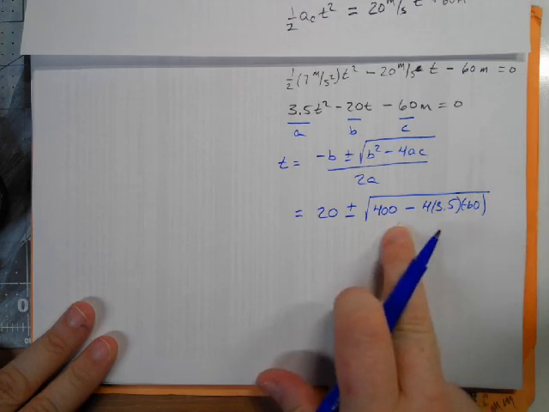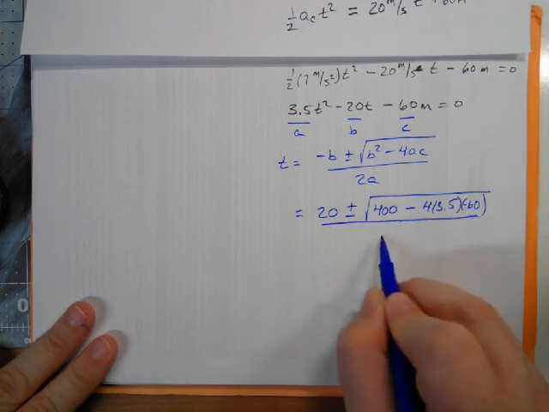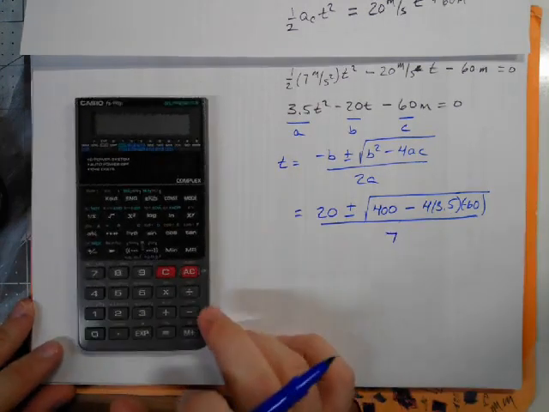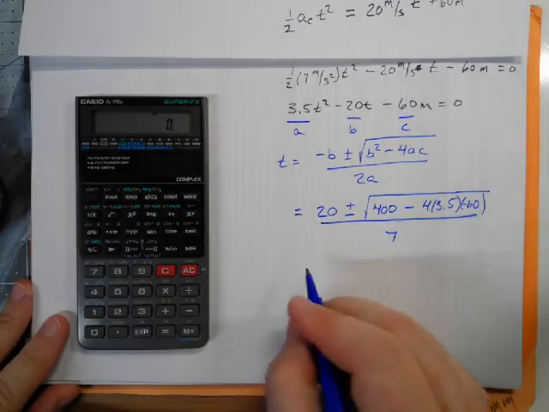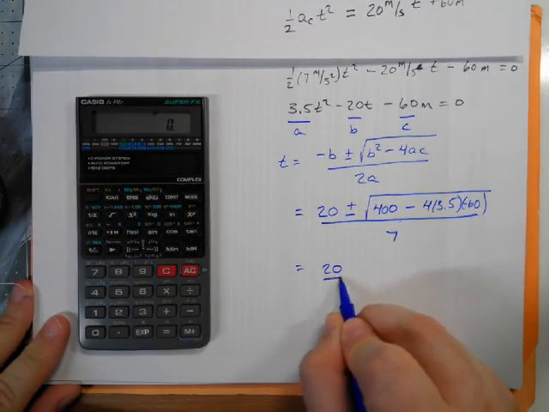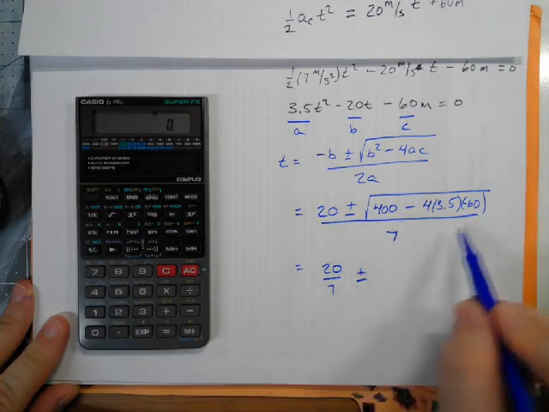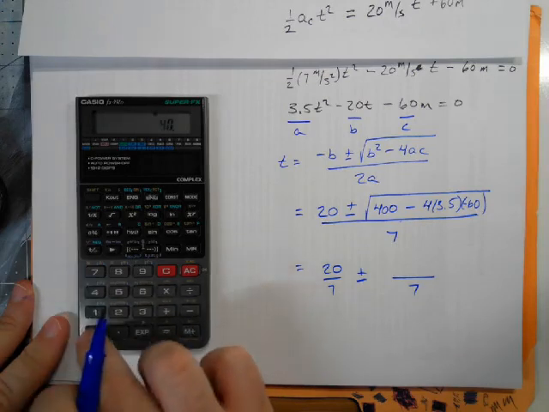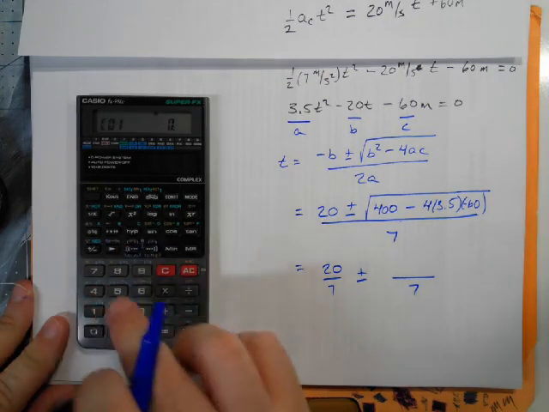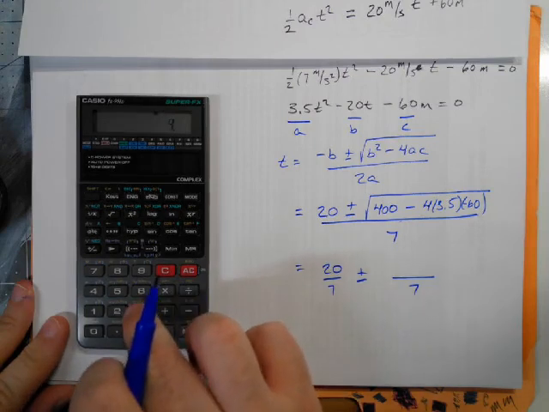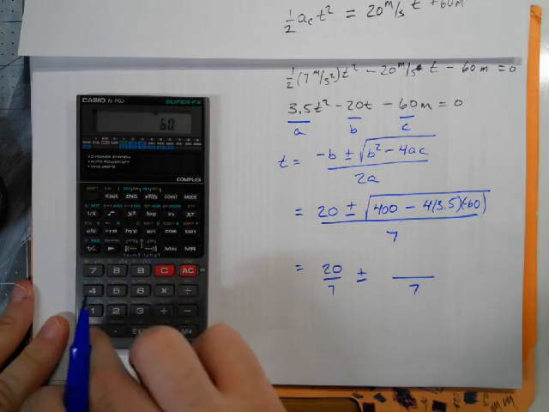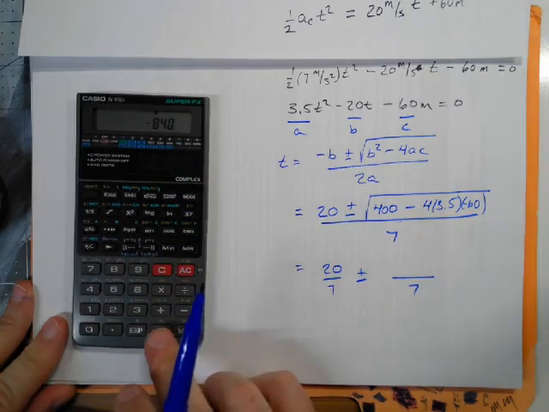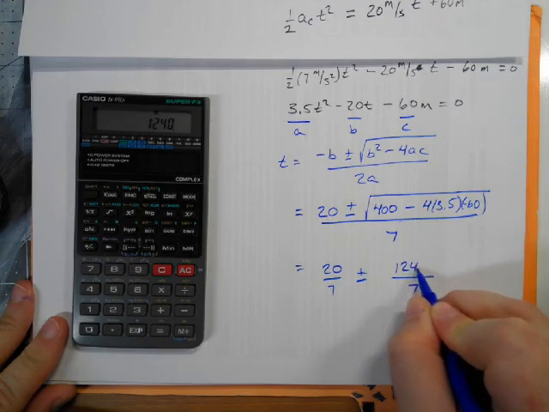You do have to check that this thing is positive. And then we'll have 2 times 3.5 is 7. And so we can check. We can go through and do our calculations. This is going to be 20 over 7 plus or minus, we'll figure out what this thing is over 7. And on our calculator, we do 400 minus 4 times 3.5 times 60 with a negative sign. That is 840 we're subtracting off, and we get 1240.